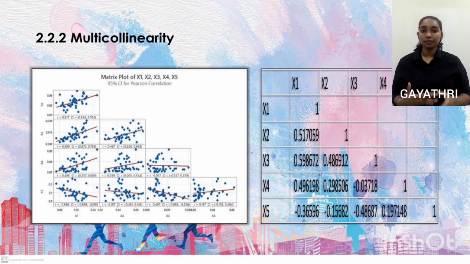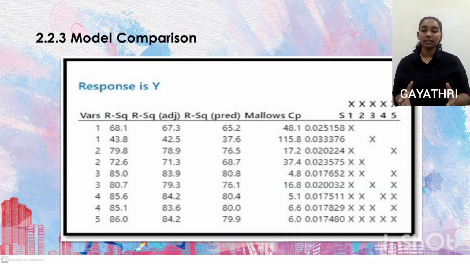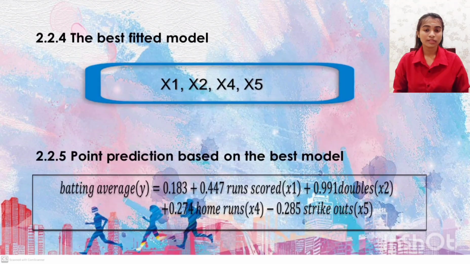For the multicollinearity, the correlation analysis and scatter plot show that there is high correlation between x1 and x2 and between x1 and x3, which means there is multicollinearity in this model. For model comparison, the highest R square adjusted values are 84.2, 83.6 and 83.9. The highest R square predicted values are 80.8, 80.4 and 79.9. The lowest Mallows' Cp values are 4.8, 5.1 and 6.0.